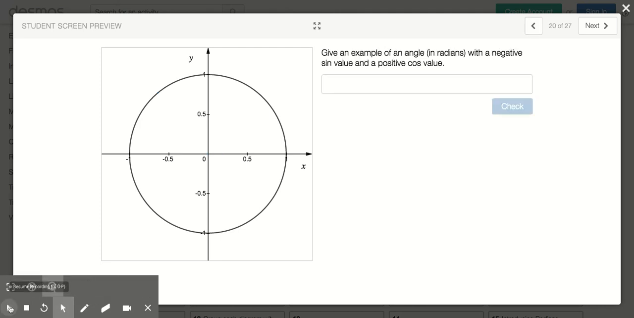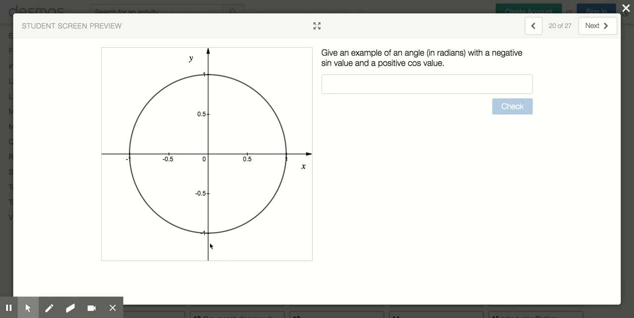All right? Okay, so for this next question here, question 20, give an example of an angle in radians with a negative sine and a positive cosine value. Now, let's break this down. For something to have a positive cosine value, it's got to have a positive x value. And that can only happen in quadrant 1 or quadrant 4. Okay, so here or here.